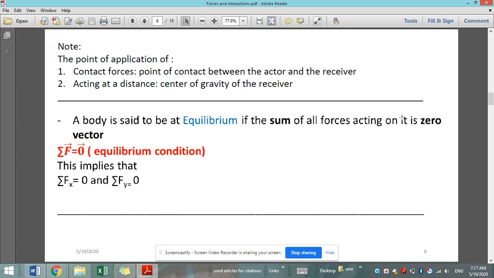A body is said to be at equilibrium if the sum of all forces acting on it is zero vector. This means that it remains at rest. And when we talk about this condition, we can express it mathematically by sum of F vector equals zero vector. This implies that, if we are considering a two-dimensional reference system, the sum of all the horizontal components of the forces is zero, and the sum of all the y components of the forces acting on the body is zero.